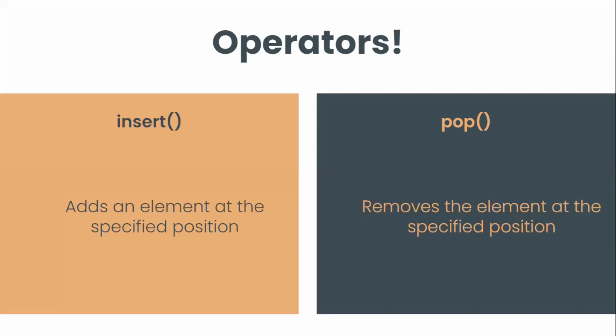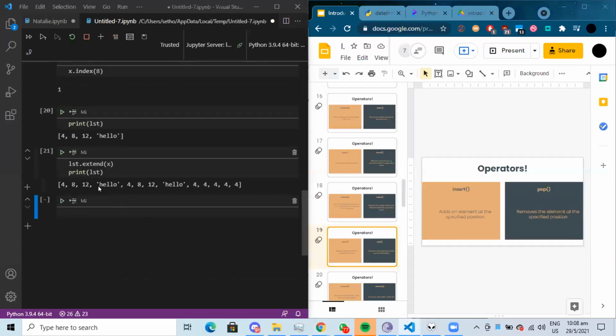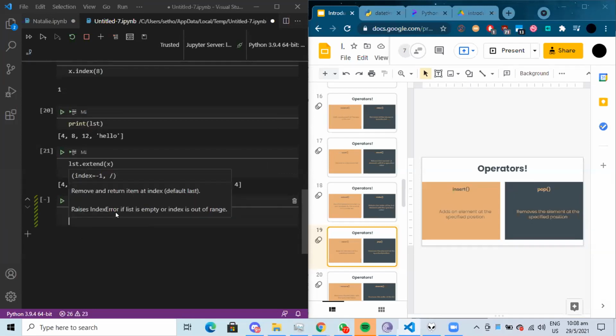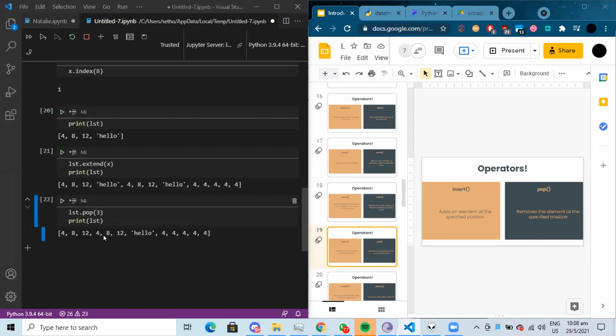Okay. Dot insert inserts an element at a specified position. So unlike extend or append, which add at the back, you can use dot insert to insert at a position using the index. And dot pop removes the element at the specified position or index. So say I want to remove hello, which is in this case index 3. So I can do list dot pop 3. If I print list, the hello there will be gone, as you can see.